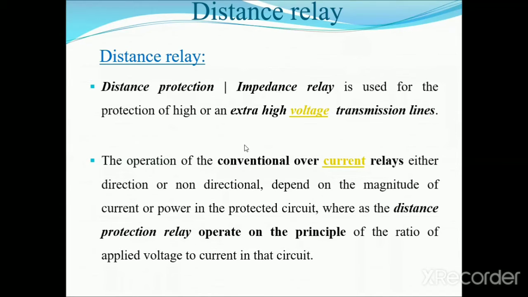The distance relay is also known as the impedance relay. This relay's operation depends on a predetermined value of voltage to current, that means the impedance. This distance relay will operate on the basis of the impedance. The ratio of voltage to current is known as the impedance.